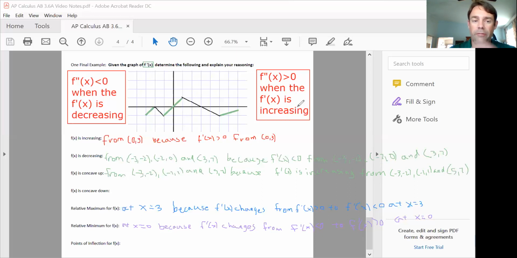So that means the second derivative is less than 0. It's concave down when my first derivative is decreasing. So by that, we can kind of see where that happens. The nice thing about using the colors here is we can also see where the concavity changes, and we can find those points of inflection too. All right, so it's concave down from -2 to -1, and 1 to 5.